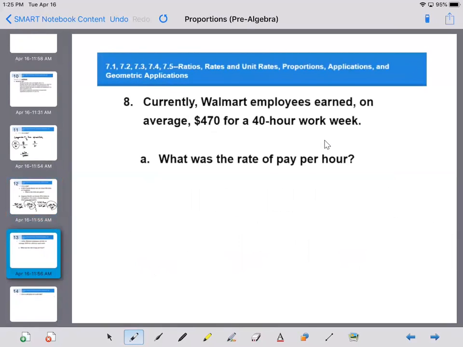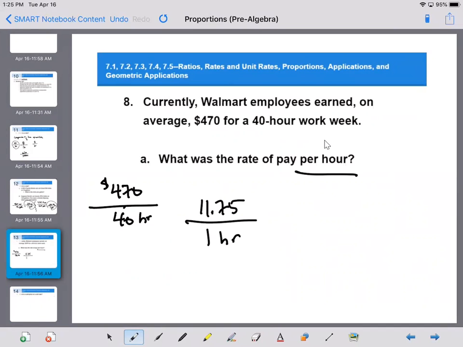Certain Walmart employees could earn $470 on a 40-hour work week. So 470 divided by 40 to figure out the rate of pay per hour. So notice where we're continuing to go with this. 470 divided by 40 is $11.75 per 1 hour. So these are different rates.